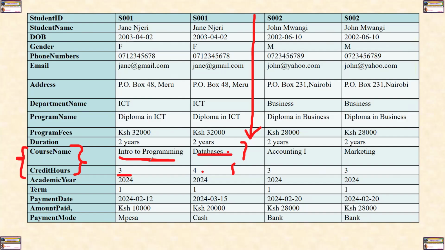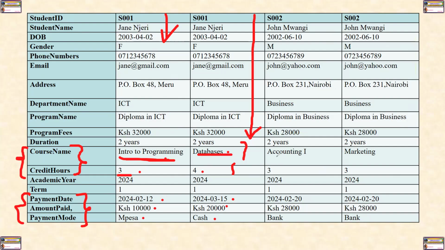Because the same student is taking more than one course, and you cannot put the two courses under the same field, that is where we have split the details for each of the students into two, so that the first record for the student owns the first course and the credit hours for that course, together, of course, with this other information that we have also split. You can see Jane is also having 2 modes of payment, M-Pesa and cash. And the amount paid is different, and also the payment date is different. So we have also done the same.